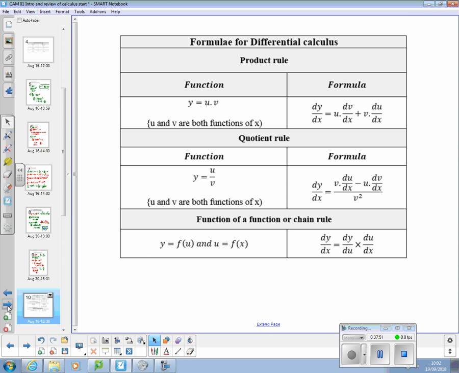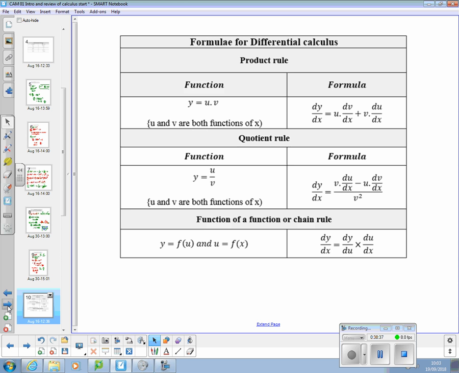Alright, so what we now want to move on to are the three formulae for differential calculus. That is the product rule, which is where we've got two functions of x multiplied by each other. We have to use the product rule. One function of x, u, divided by another function of x, v, we use the quotient rule. And then if we've got a function of a function, so one function of x sitting inside another function of x, we use the function of a function or chain rule.